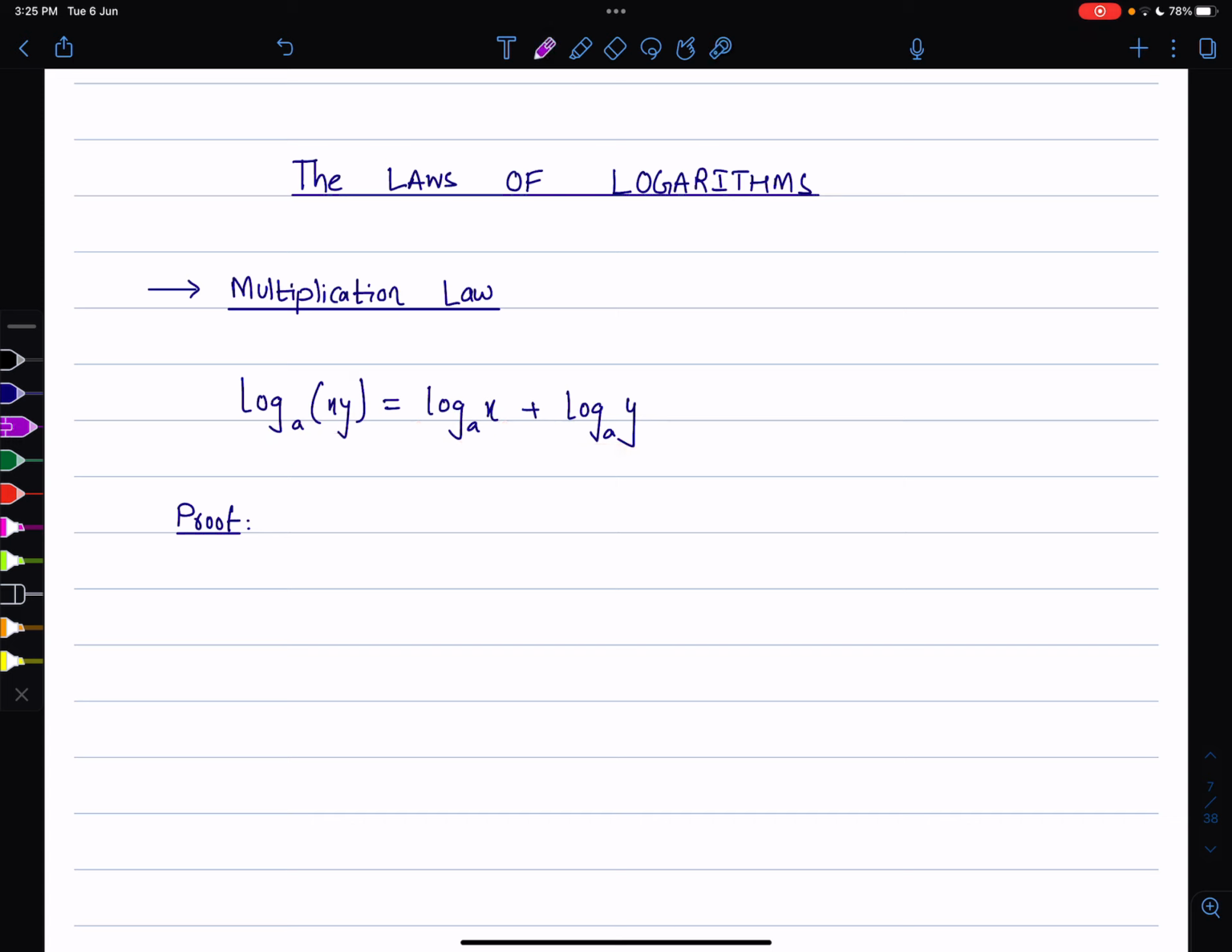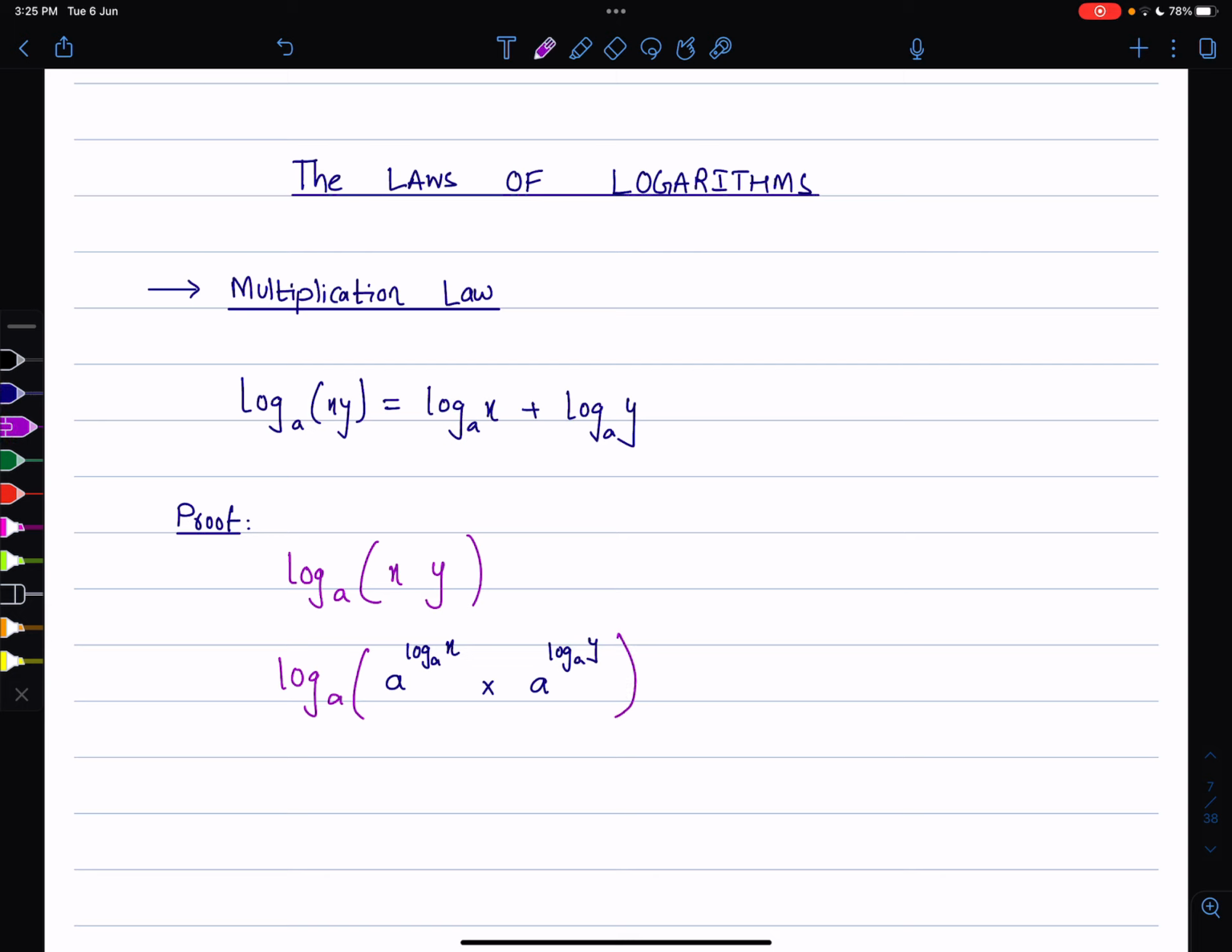So what's the proof of this? I'll explain that over here. Log to the base a of xy. Now x can be expressed in terms of logs, and we can write x as a to the power of log to the base a of x, right? This results down to x, and y can be expressed as a to the power of log to the base a of y.